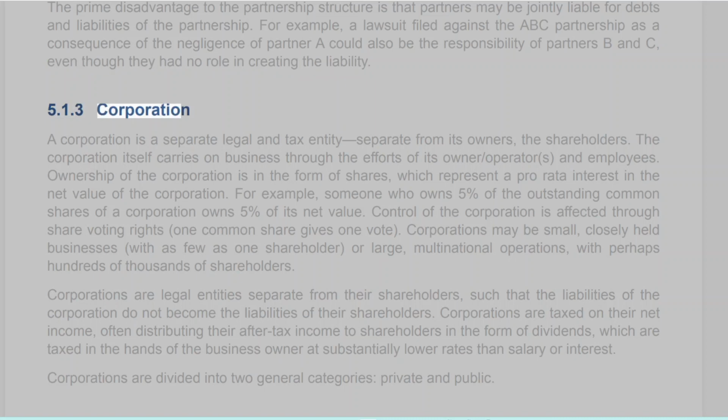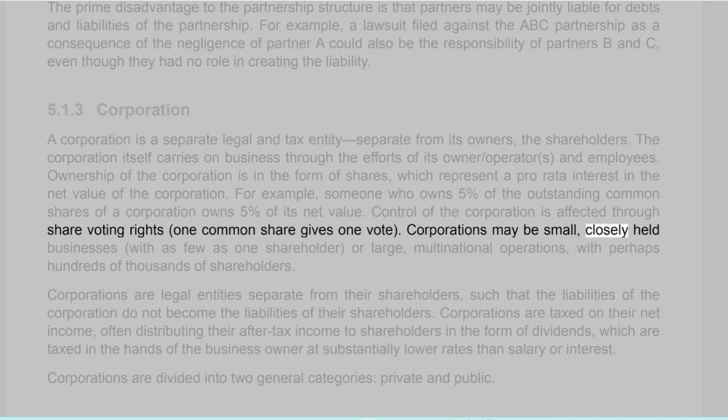5.1.3 Corporation. A corporation is a separate legal and tax entity, separate from its owners, the shareholders. The corporation itself carries on business through the efforts of its owner/operator, and employees. Ownership of the corporation is in the form of shares, which represent a pro rata interest in the net value of the corporation. For example, someone who owns 5% of the outstanding common shares of a corporation owns 5% of its net value. Control of the corporation is effected through share voting rights. One common share gives one vote.